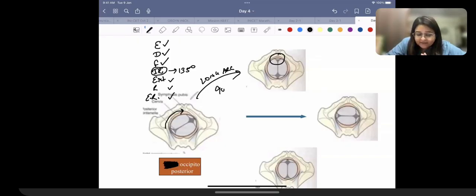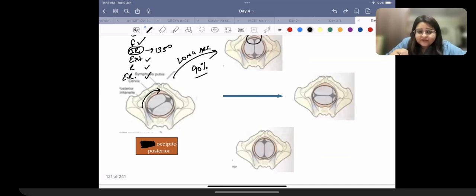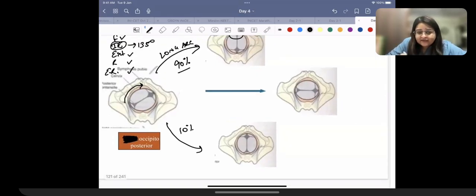ठीक है. So in 90% of patients with occipito-posterior, things are going to be normal because the occiput will rotate by 135 degrees. ठीक है, if it's ROP, it will become occipito-anterior. If it's LOP, it will become occipito-anterior. Right or left doesn't matter. Ignore right or left. Whether it is ROP or LOP, it will rotate by 135 degrees and become occipito-anterior, and things will be fine.